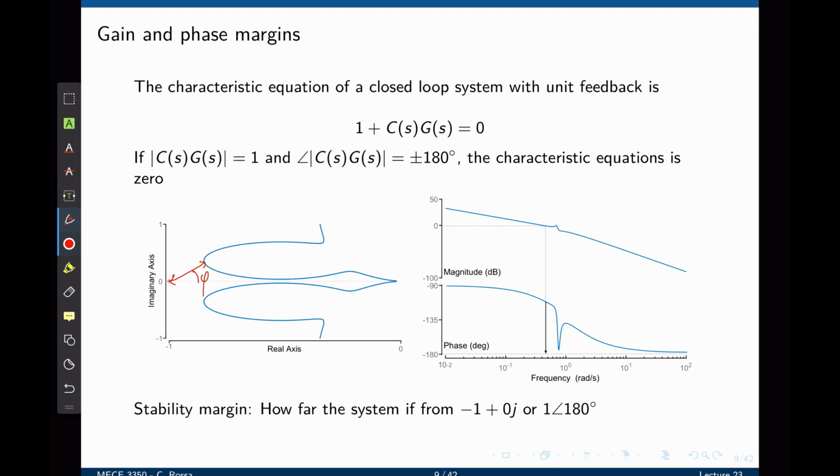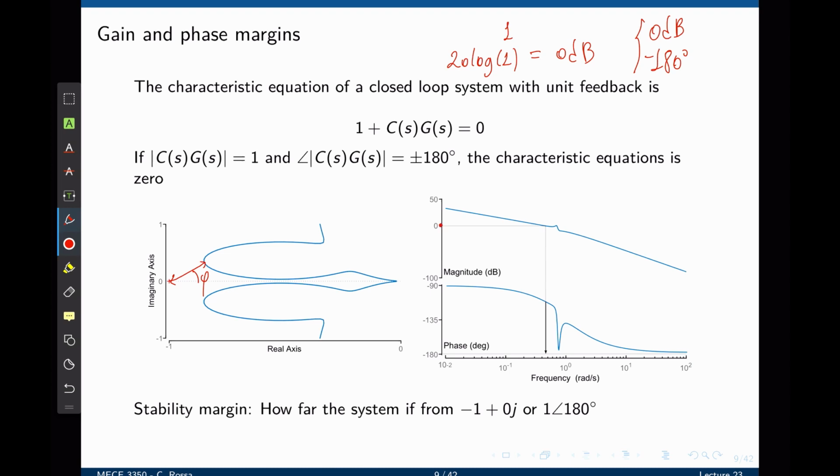On the Bode plot, the only difference is that instead of looking at a magnitude of 1, we are looking at a magnitude of 20 log of 1, which is 0 decibels. Thus, on the Bode plot, the combination that must be avoided is 0 decibels and the negative 180 degrees of phase. The phase margin is easier to see from the Bode plot.